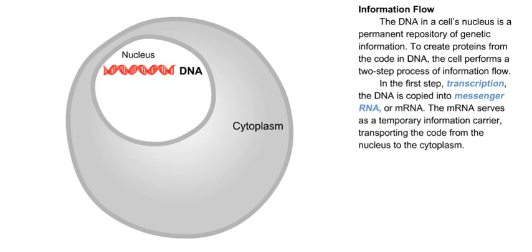The DNA in a cell's nucleus is a permanent repository of genetic information. To create proteins from the code in DNA, the cell performs a two-step process of information flow. In the first step, transcription, the DNA is copied into messenger RNA or mRNA. The mRNA serves as a temporary information carrier, transporting the code from the nucleus to the cytoplasm.